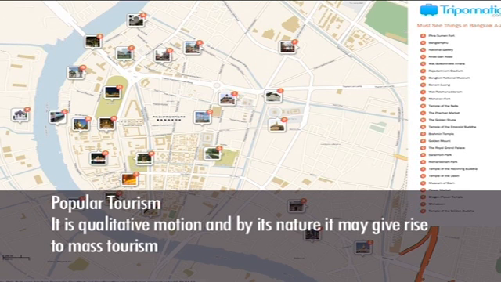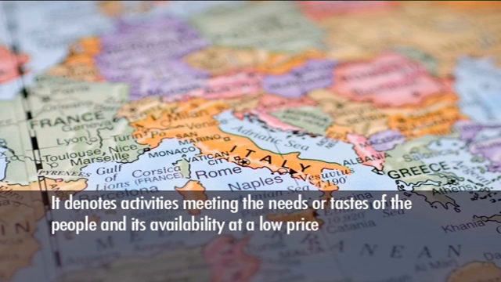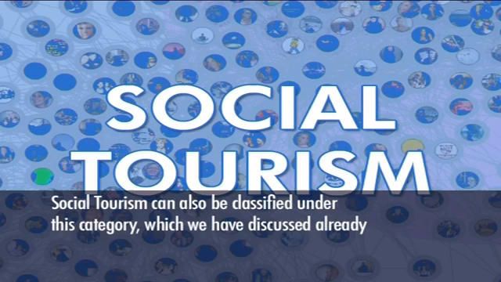Popular tourism. It is a qualitative notion and by its nature, it may give rise to mass tourism. It denotes activities meeting with a wide acceptance by people because of their attractiveness and availability. The acceptance by people may be as it meets their needs or tastes and its availability at a low price. Social tourism can also be classified under this category, which we have discussed already.